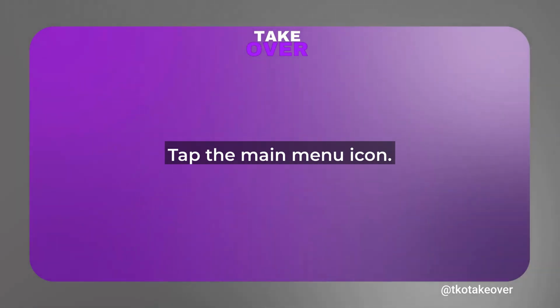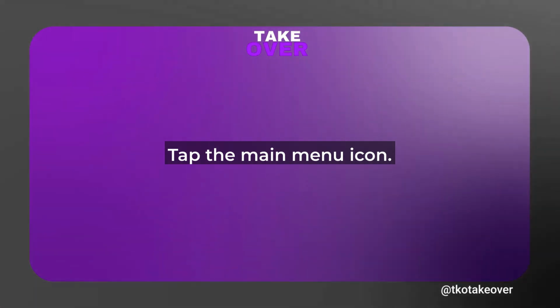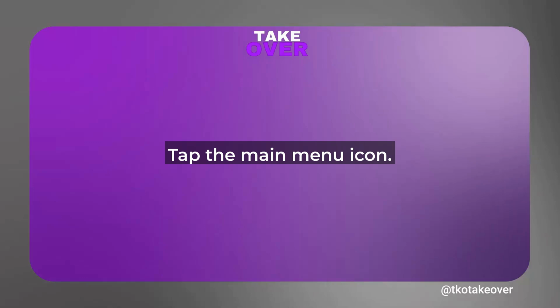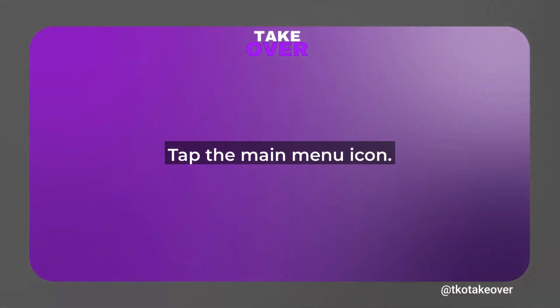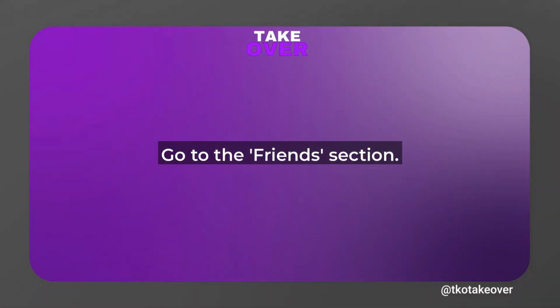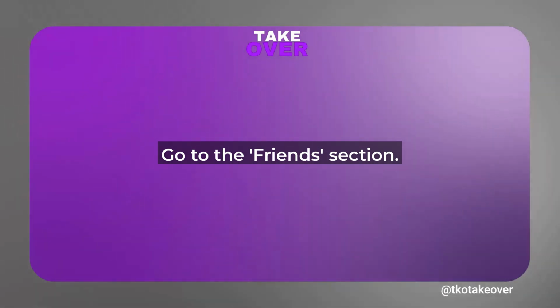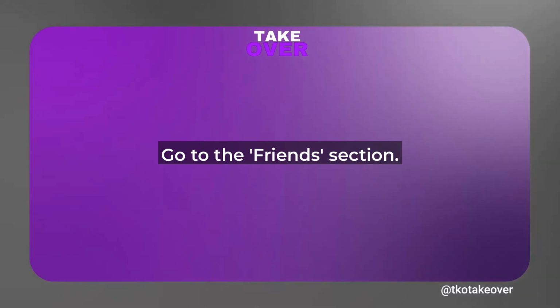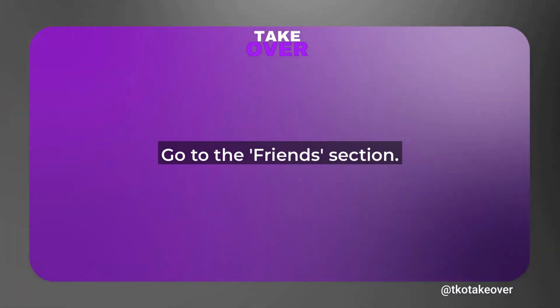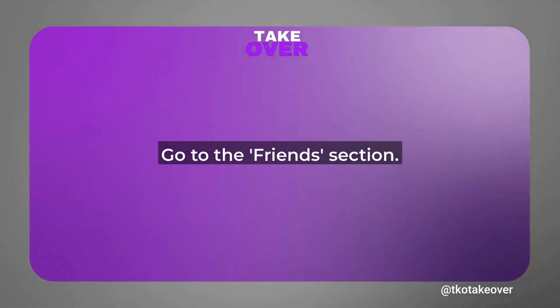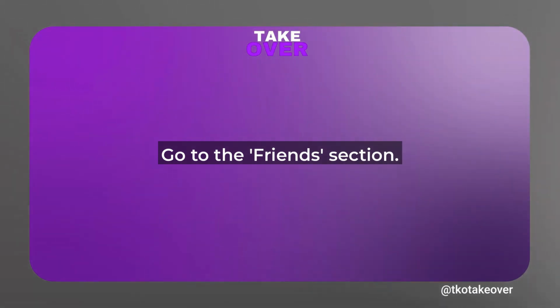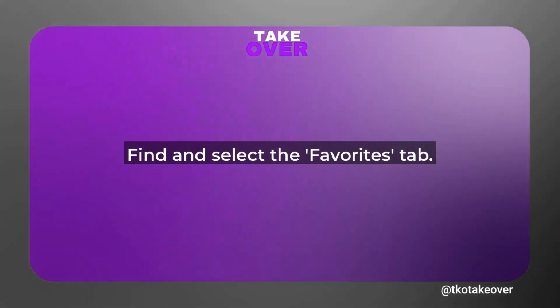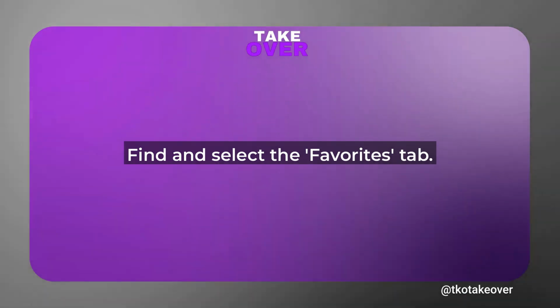Let's dive right in. First things first, make sure you have the latest version of the Facebook app installed on your phone. This feature has been updated in 2025 for a smoother experience, so updates are key. Once you're good to go, open the app and log into your account. Now, head over to the main menu. That's the three horizontal lines in the bottom right corner for iOS users or top right for Android. Tap on it to reveal your options.